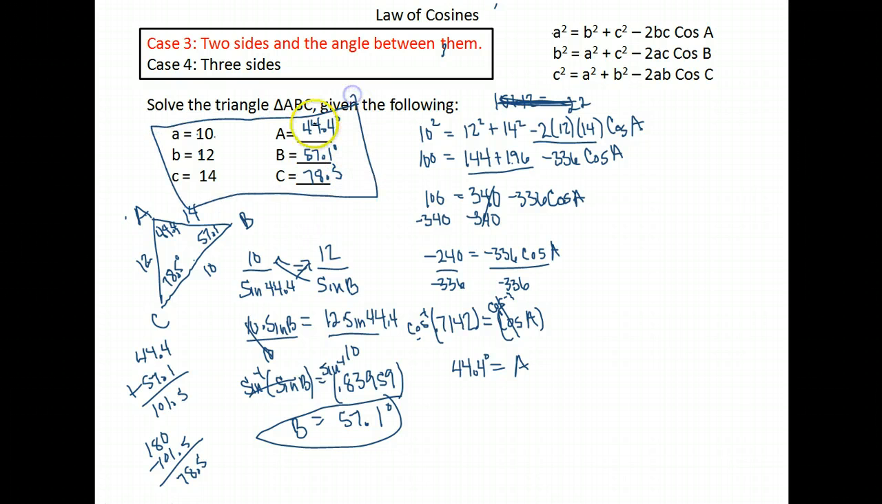So I solved it. I found angle A using the law of cosines, angle B then using the law of sines, and angle C due to the fact that the angles in a triangle add to be 180.